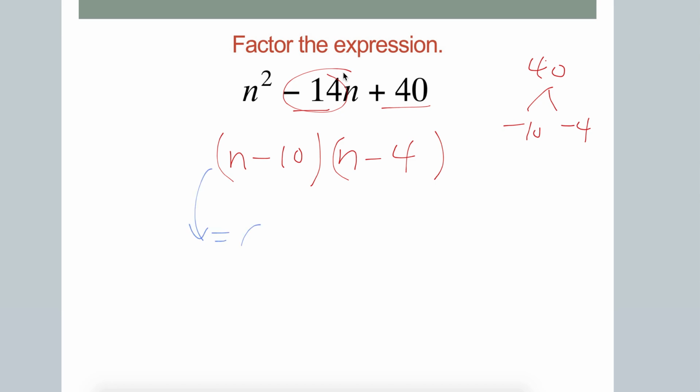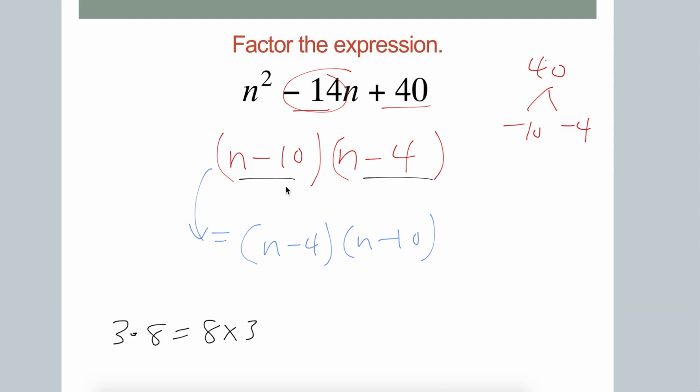This is no different than n minus 4 times n minus 10, right? It doesn't matter the order in which you place the factors. And this principle is because you're multiplying this times this. So similar concept to the fact that 3 times 8 is the same as 8 times 3, right? They both give you 24 as an answer, right? Multiplication is commutative, so it doesn't matter the order in which you put the factors.